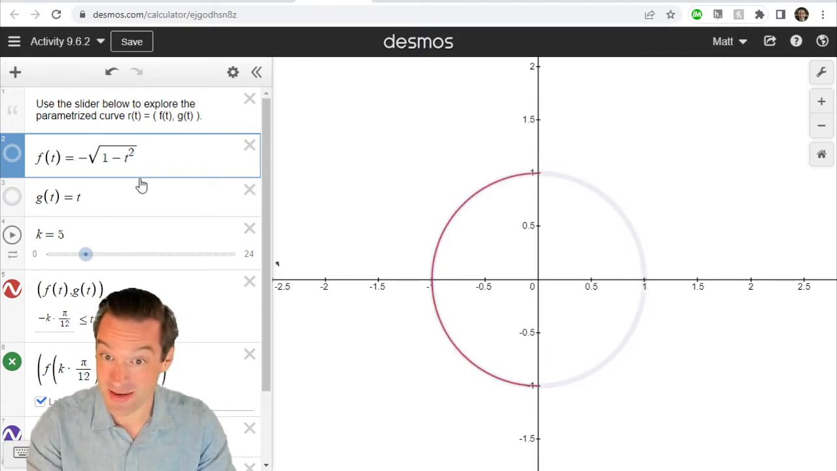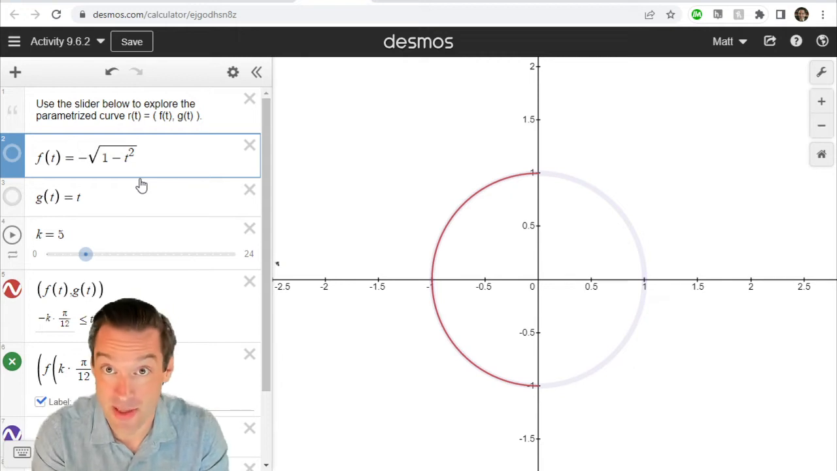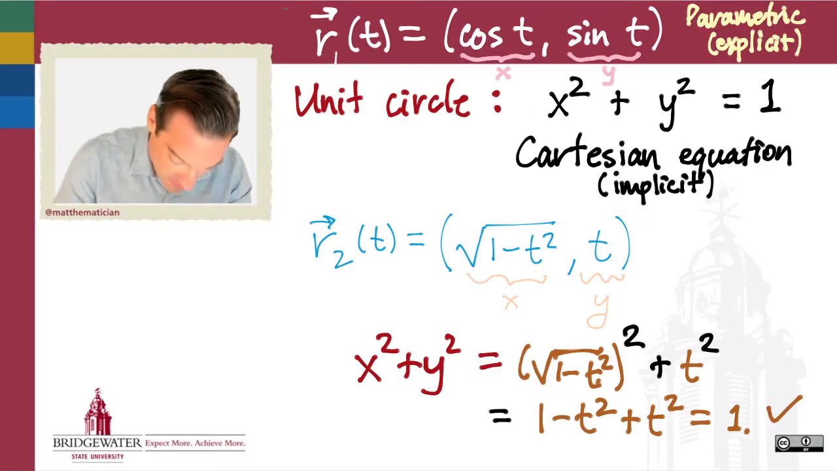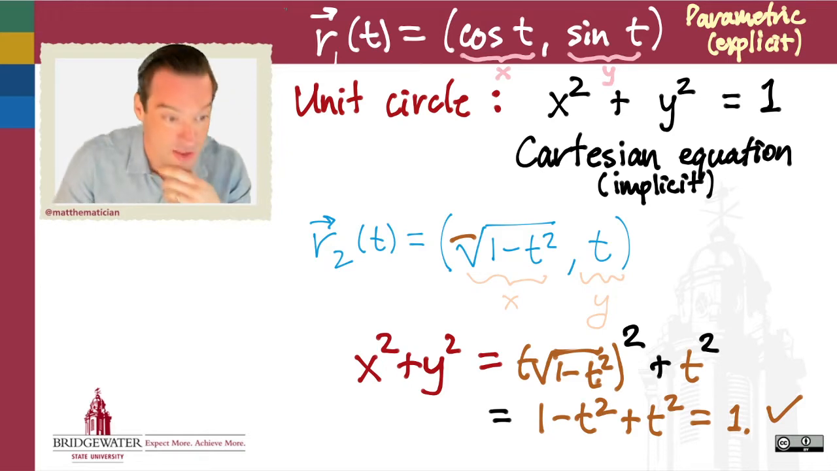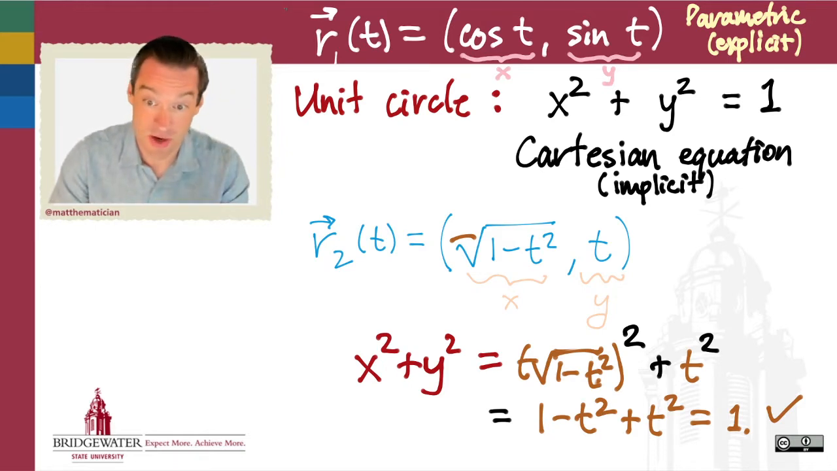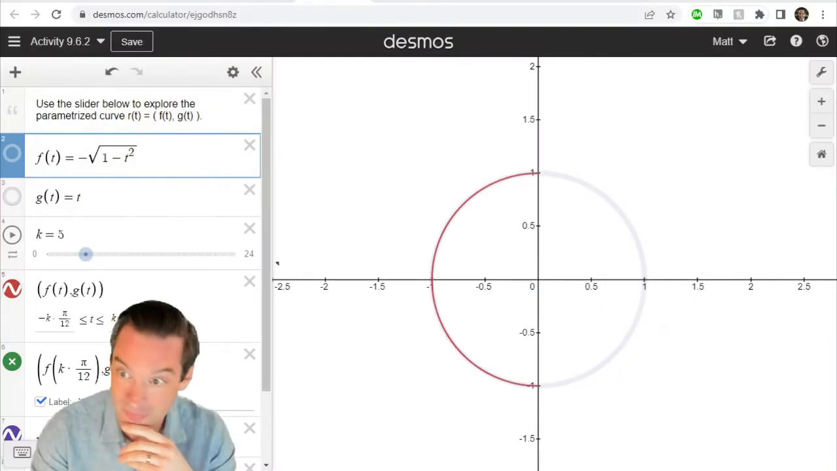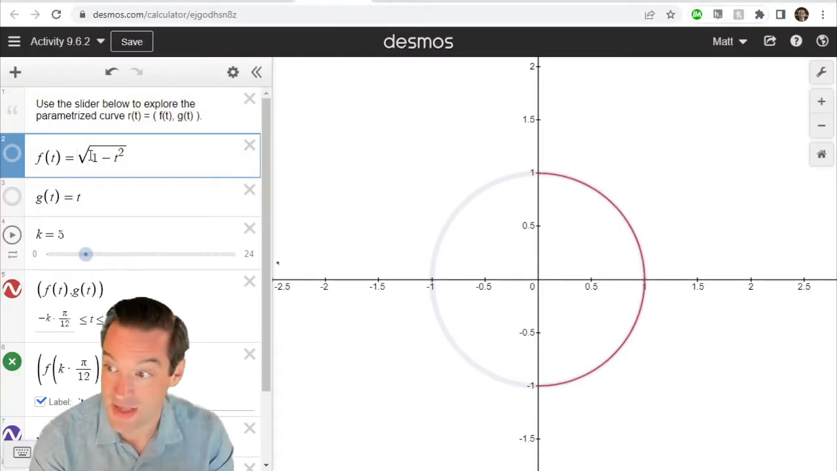If I put a minus sign in front of there, I'm going to get the left half of my unit circle. It still parameterizes a portion of the unit circle, because even if I had a minus sign in front of my 1 minus t squared here, once I square it, that minus sign would have just gone away. So it still satisfies the equation for the unit circle. But even though my parameterization resides on the unit circle, it doesn't necessarily give me the whole thing.